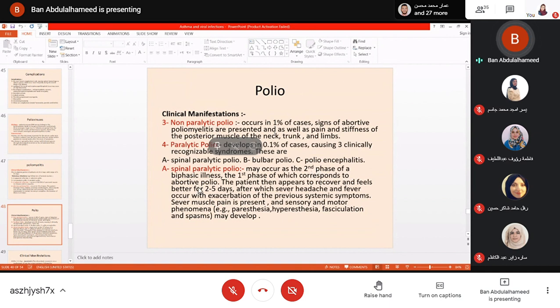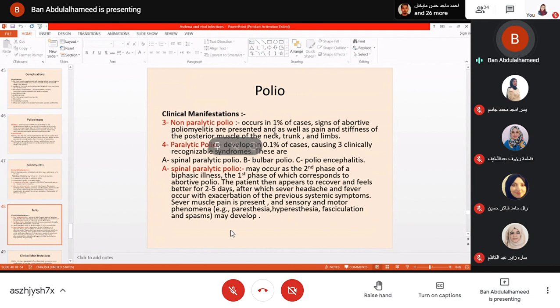We come to spinal paralytic polio, which is the most important, and usually occurs as the second phase of a biphasic illness. The first phase of illness resembles abortive polio, with fever, malaise, sore throat, abdominal pain, and vomiting. The patient then appears to recover and feels better for 2 to 5 days. After that, he develops severe headache associated with fever and exacerbation of the previous systemic symptoms. The patient also develops severe muscle pain, and sensory and motor phenomena like hyperesthesia, paresthesia, fasciculation, and spasm during this second stage of spinal paralytic polio.